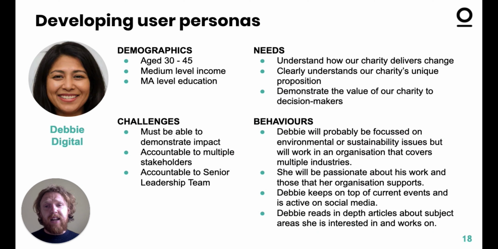So as she works in a charity already, and she works in a digital impact team, she must be able to demonstrate that impact as part of her job. And because of that, she's accountable to multiple stakeholders, both in her organisation and partner organisations as well. And then she's accountable to the senior leadership team, who ultimately she reports to and needs to prove the impact of her work. Now we want to understand her needs in the next section.